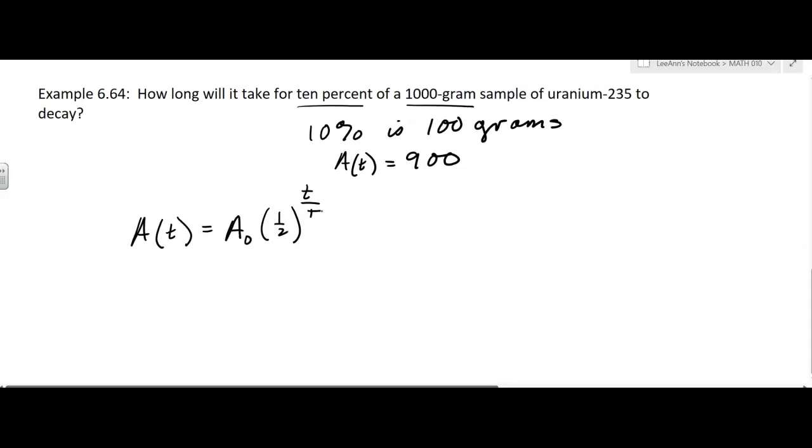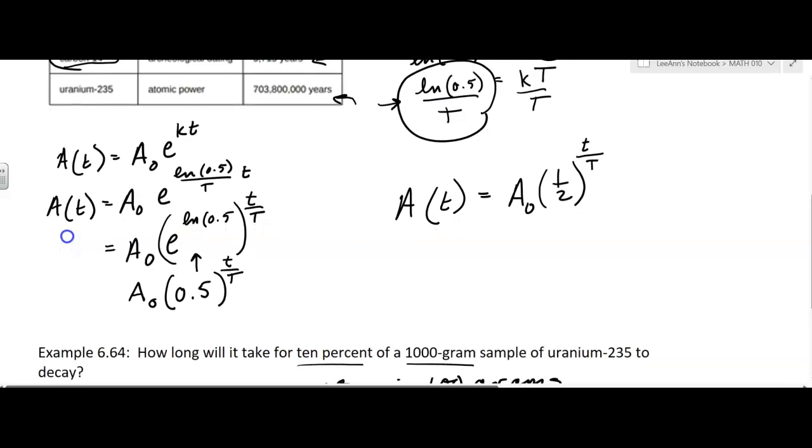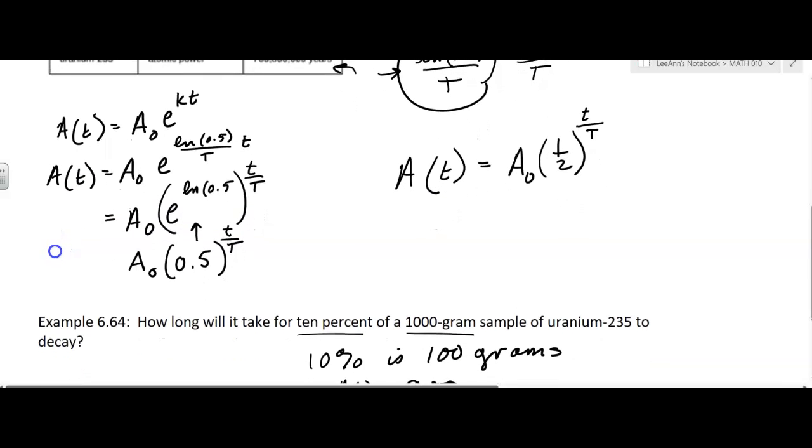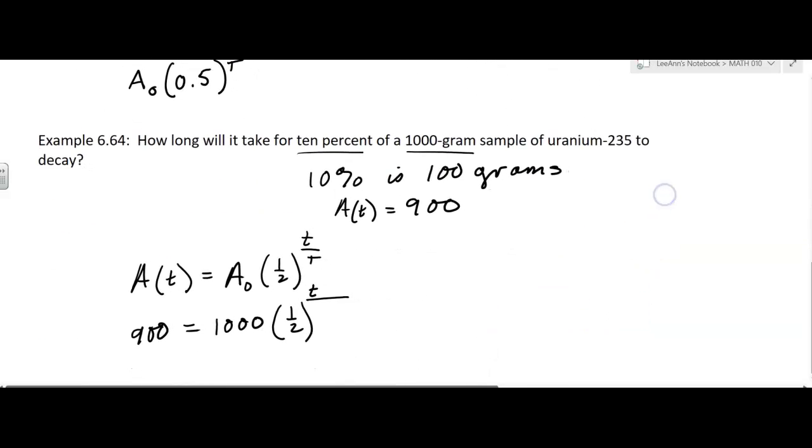Okay, so we're going to have 900 equals, now what was the initial amount we started with? 1,000. And then you have 1/2. The little t, that's what we're trying to figure out, how long this is going to take. And then what's the half-life? Oh, I have to scroll up. I don't remember. It was a long number for the uranium. 703 million. Okay, I'll just write it. I should put it in scientific notation. Okay, so I think that's what it is.